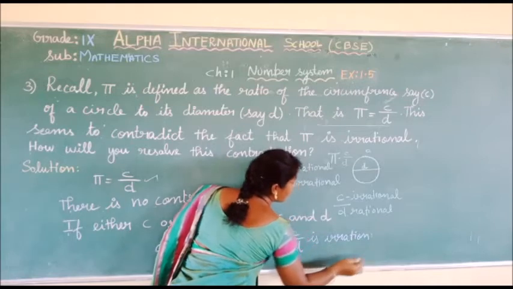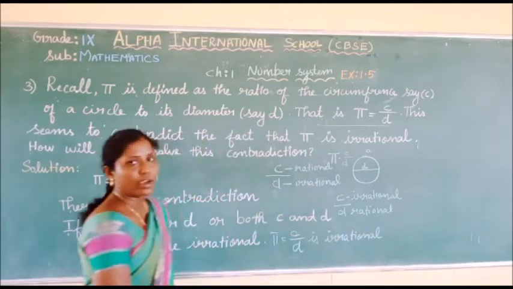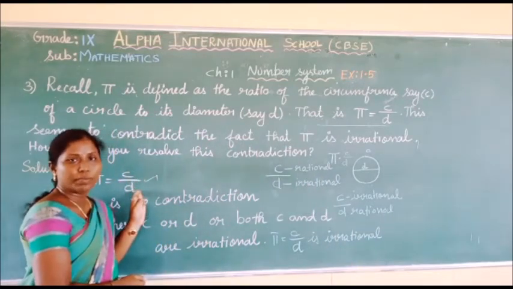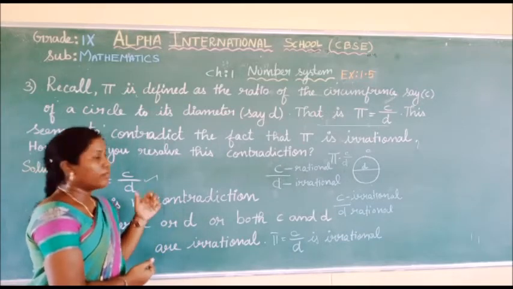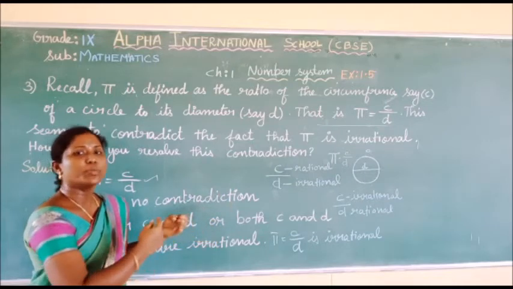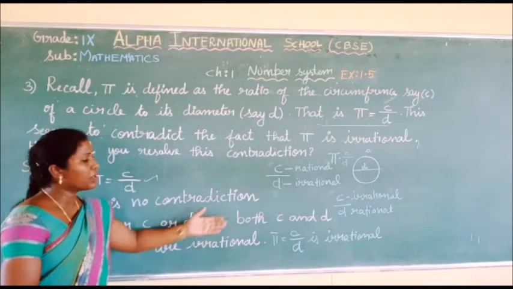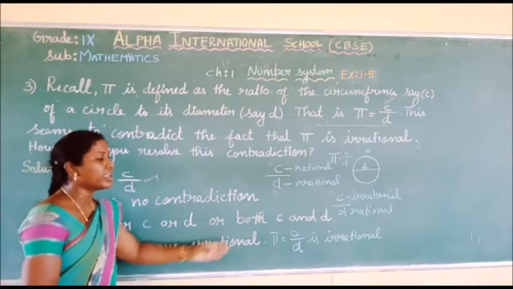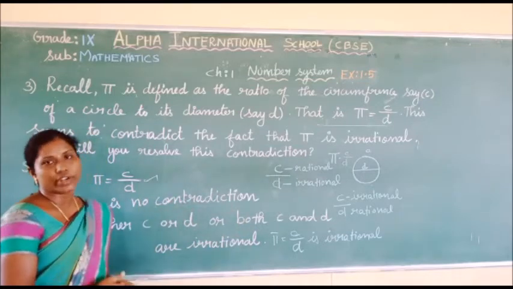We are not having any particular value here. In general we are explaining C and D as unknown values. But in which case do they become irrational numbers? Either the numerator is C and the denominator is D, either numerator or denominator, that one we gave as C or D, or both, that one we gave as C and D. In these cases, surely pi is an irrational number. So using this, we can resolve this contradiction.